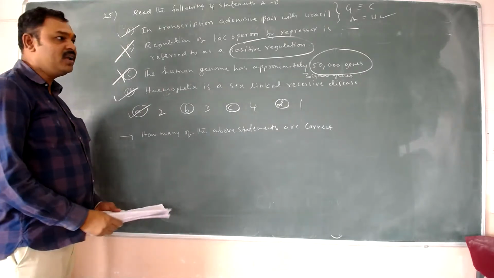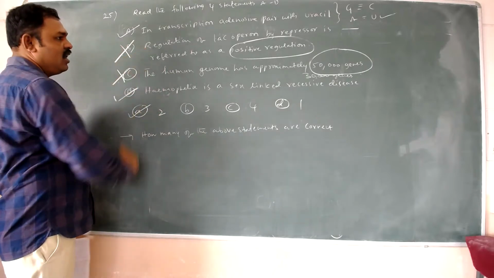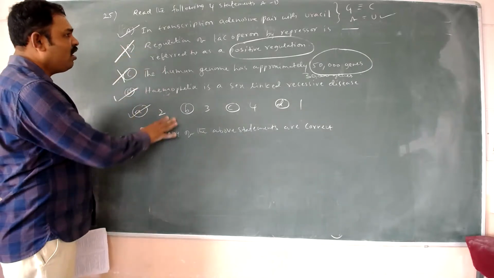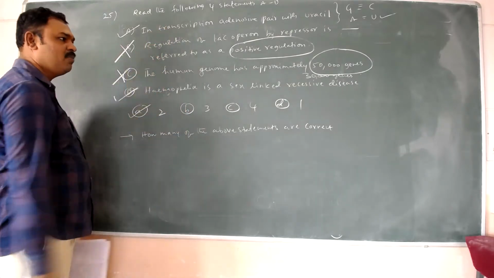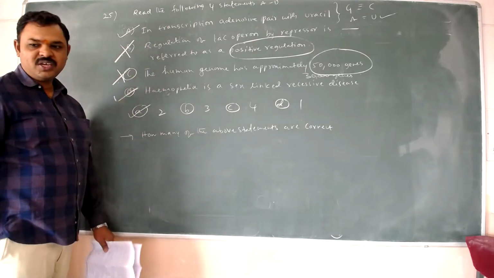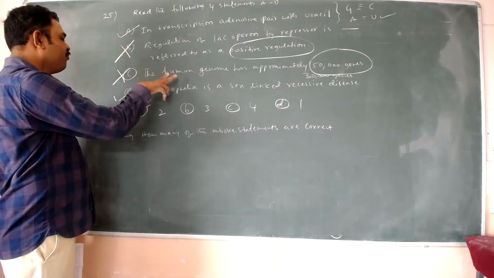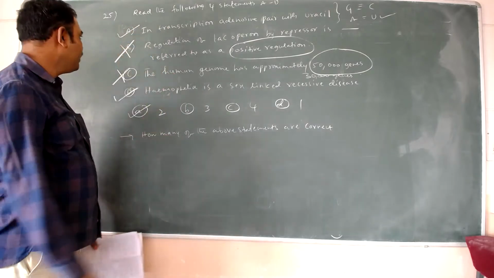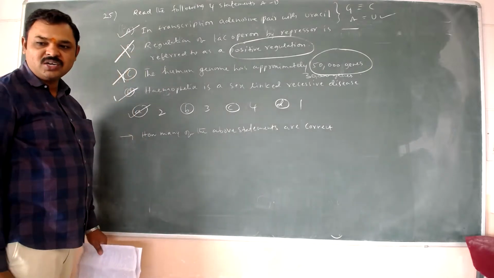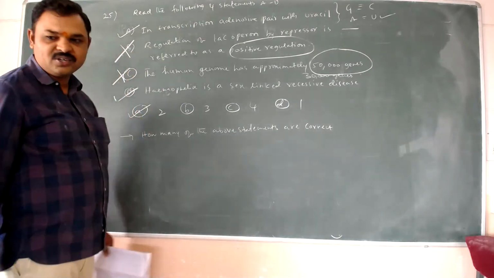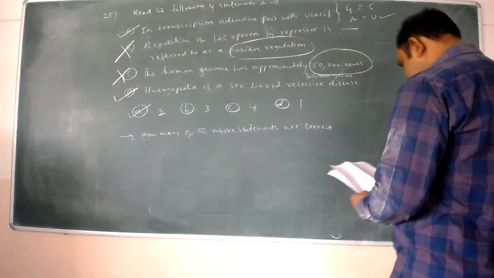So here 4 statements were given. Out of 4, the first is about gene regulation, one is the transcription point, and one is the translation point. Then the human genome, and the sex-linked disorders. Out of 4 aspects, 2 are correct and 2 are wrong. So 2 statements are correct. Next, we go for 26.